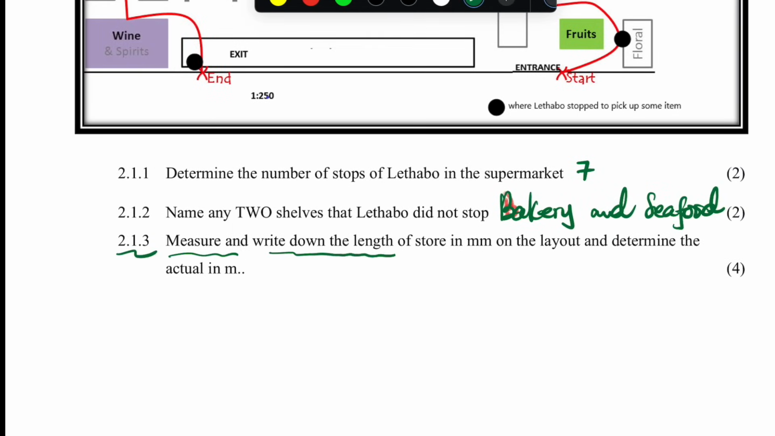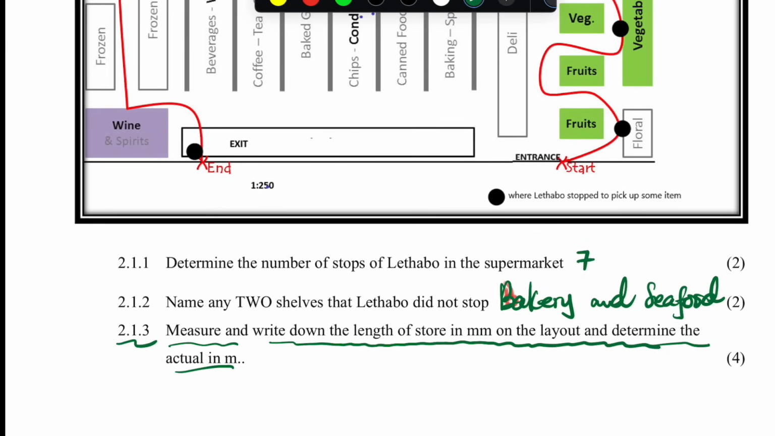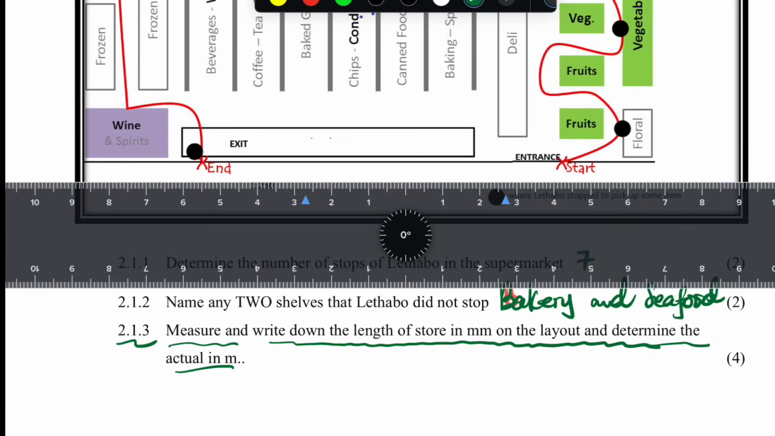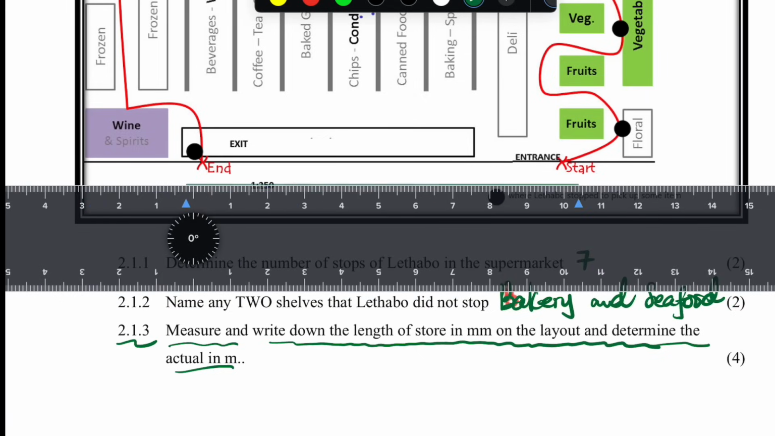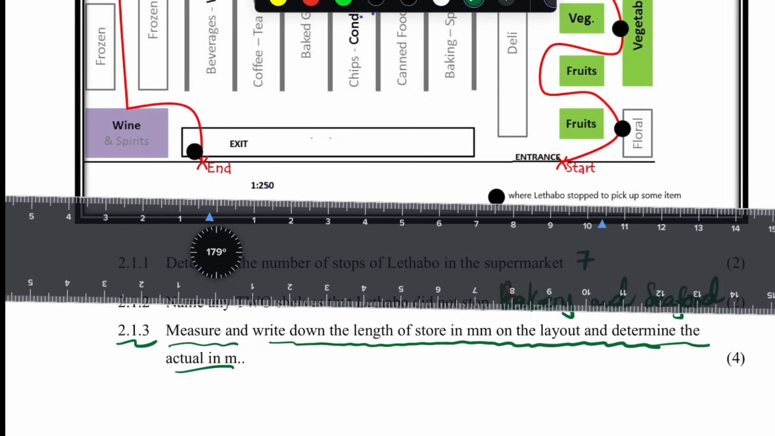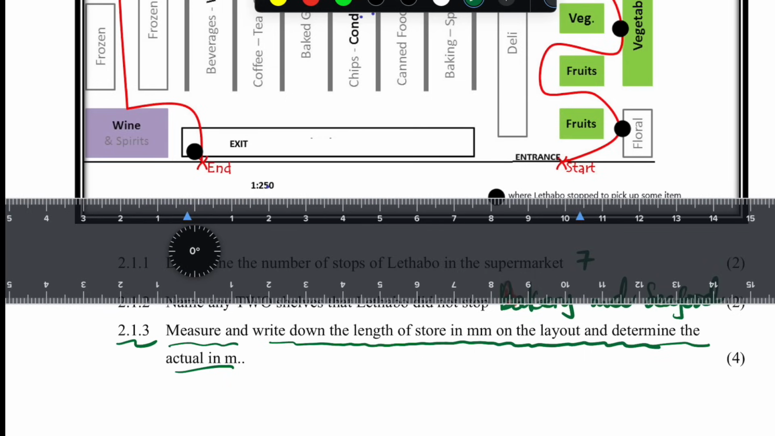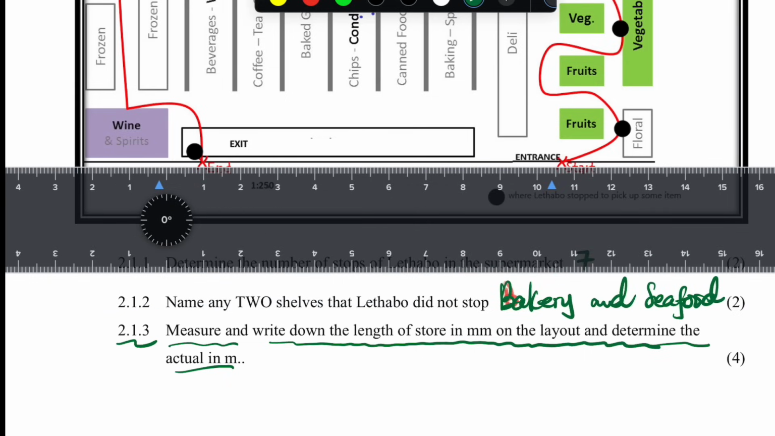Measure and write the length of the store in millimeters on the layout and determine. Guys, in your question paper you will have to use a ruler, and it won't be the same measurement that I will have here on the screen, because I'm using my screen here, so it won't be the same. So guys, what I'm going to do here, I'm going to measure my ruler. This ruler is measured in centimeter, but they said we should measure in what? In millimeters. So here's my 0 there.